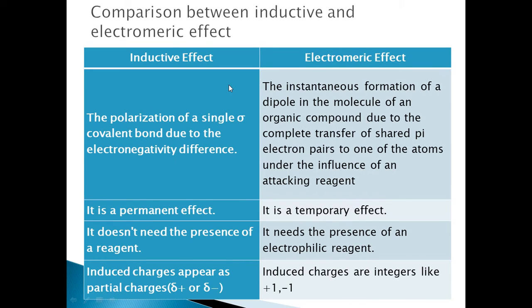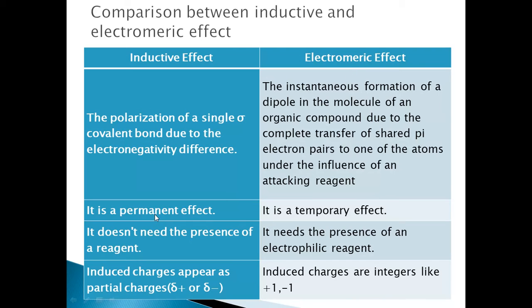We can compare the inductive effect and the electromeric effect. They are similar but not the same. In the inductive effect, there is polarization of a single sigma bond. When a sigma bond is polarized, that's when you have the inductive effect. But in the case of the electromeric effect, it affects the pi electrons in the molecule. When you transfer the pi electron from a bond to a particular atom, then you have the electromeric effect.